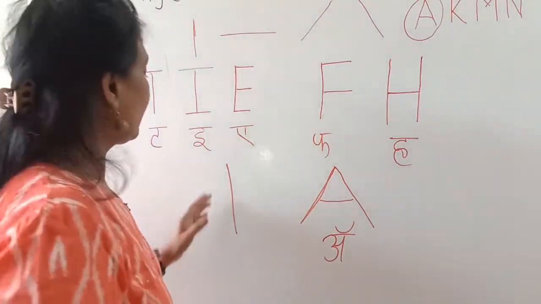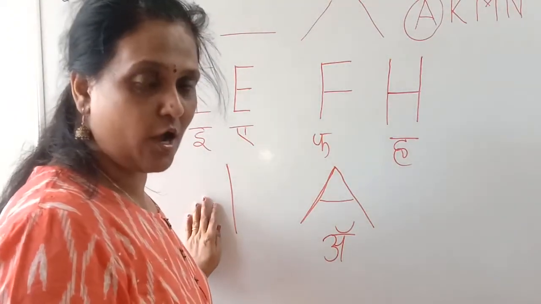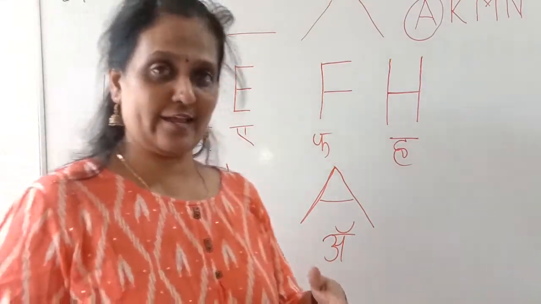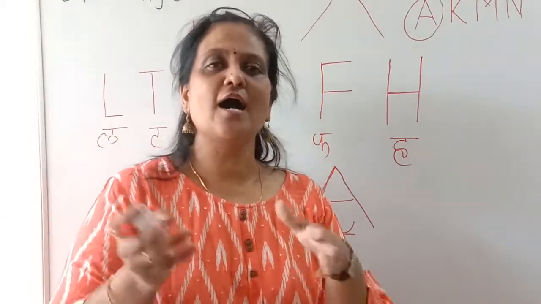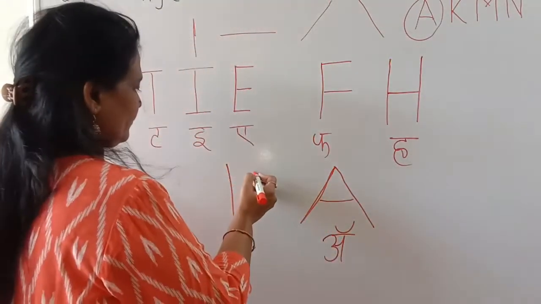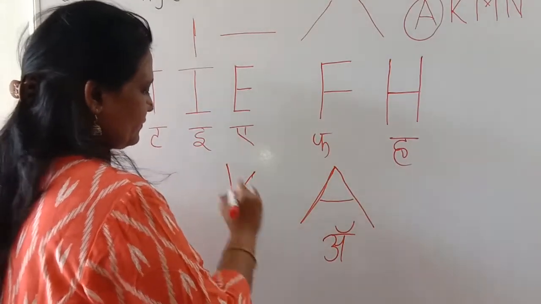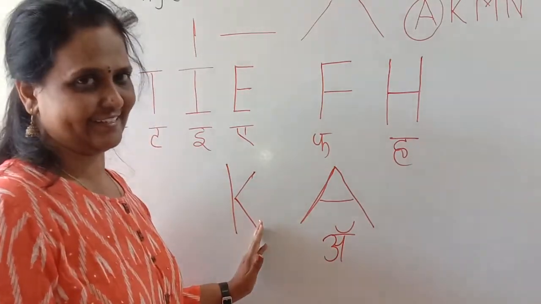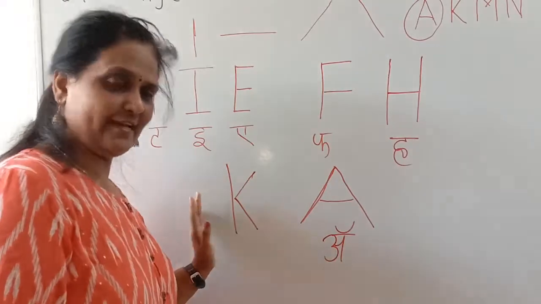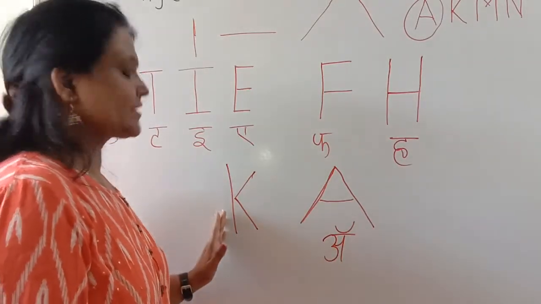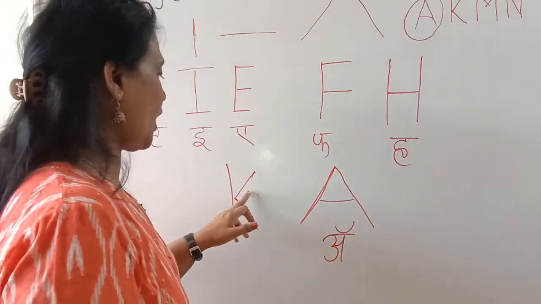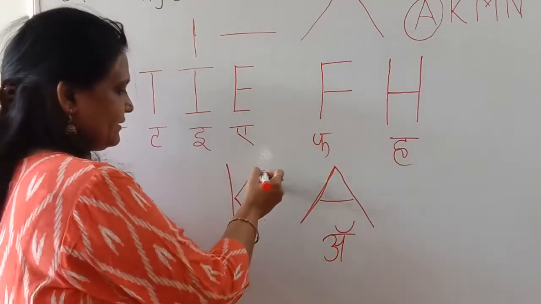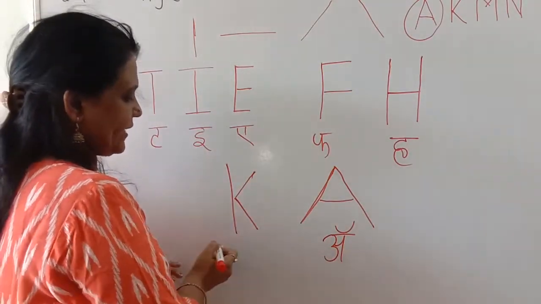First, I draw a standing line. Then I have to draw a slant line. I have to draw a half slant line. It becomes a letter K with the help of standing and slant line. First I draw a standing line, then I draw a slant line here. Standing line, slant line. It's letter K.